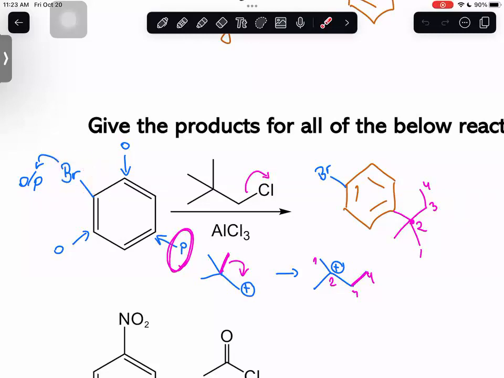Bromine, is that an activator or deactivator? It's a deactivator, one of the weak ones. So that means it's going to go to the ortho and para positions. And again, this is my reference group. So those two carbons are my ortho positions, and the one right across from it is your para position.